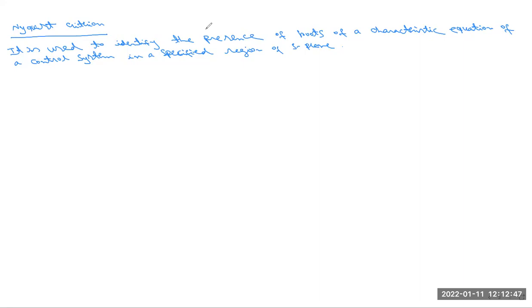So, what is the Nyquist criteria? It is used to identify the presence of roots of a given characteristic equation for a control system in a specified region of the S plane. From the stability viewpoint, the specified region is the right-hand side beyond the imaginary axis of the complex S plane. The purpose is basically the same as the Routh-Hurwitz criteria.